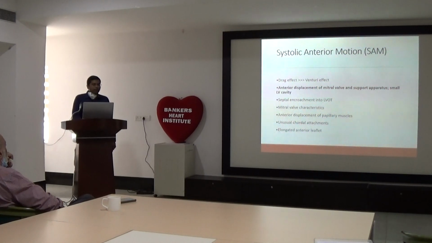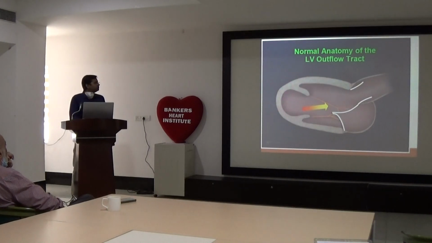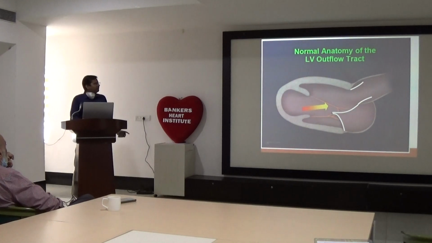LV cavity. This septal encroachment into the LV outflow tract may be due to special mitral valve characteristics, such as anterior displacement. You can see this image. This is the normal anatomy of the LV outflow tract. We can see there is a closing of the mitral valve and the LV outflow is clear.